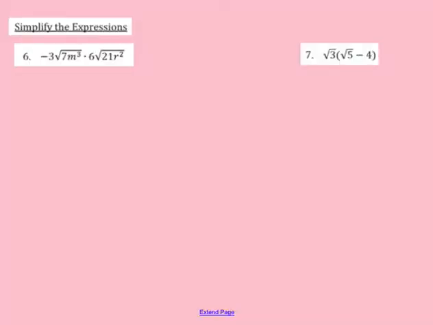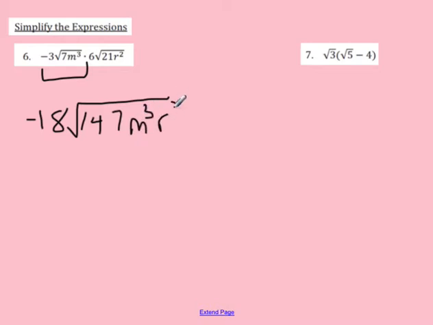So for number 6, we're going to multiply the outsides and then multiply the insides. So negative 3 times 6 is negative 18. And then I'm going to multiply 7 times 21 because they're both on the inside. Well, 7 times 21 is 147. And I'm going to have m cubed and r squared.